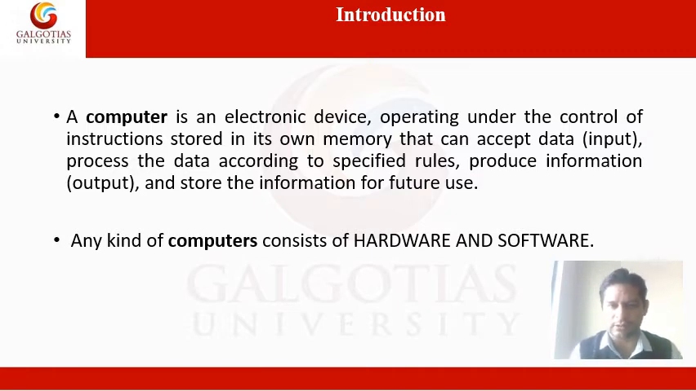So we give some instructions and we store those instructions in the memory space, and then that instruction is accepted by the computer, we call it input. Then the computer system will process that input according to the specific rules, and it will produce information which is the desired result to the user, and that will be called the output, and that can be stored in the memory for future use also. Okay, so any computer system obviously consists of two things. It will have some hardware components as well as certain software components.